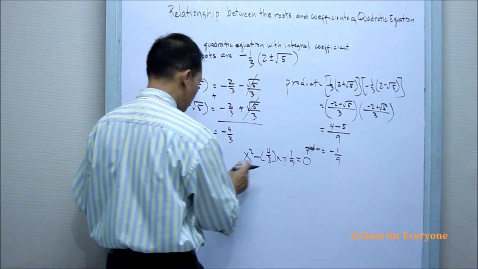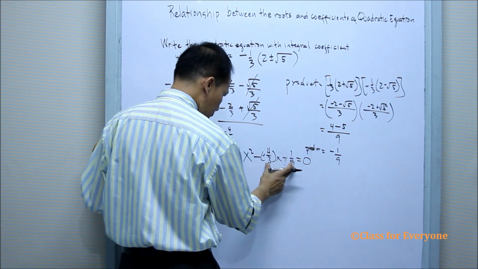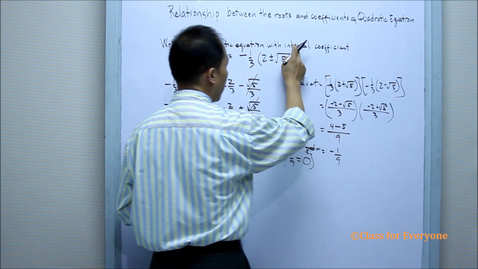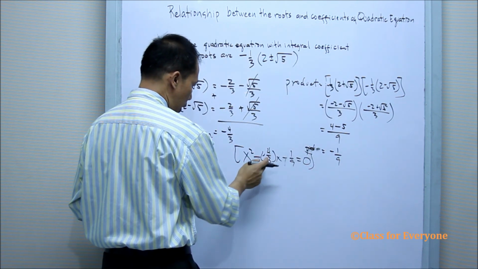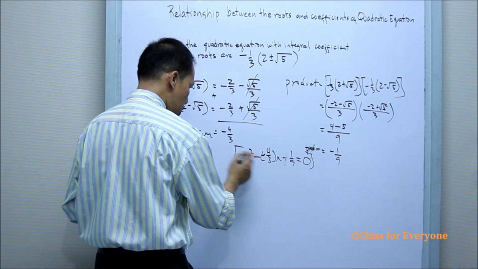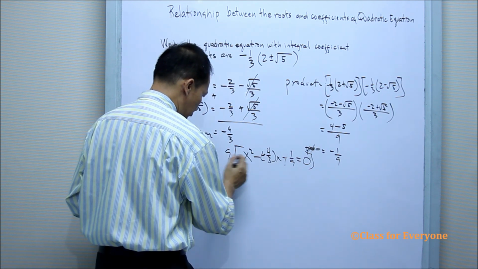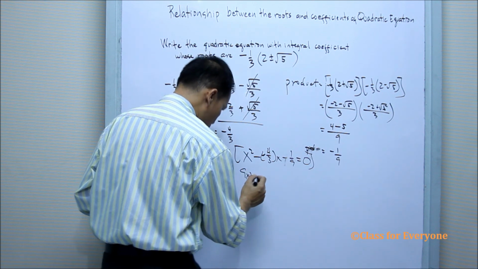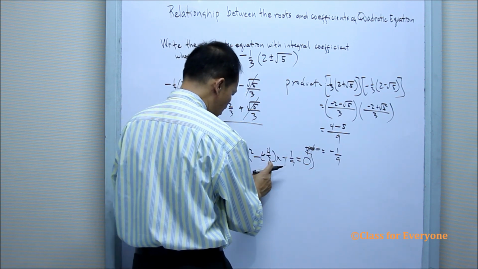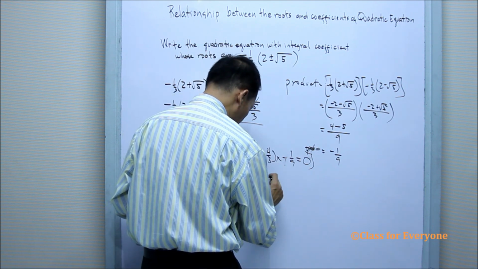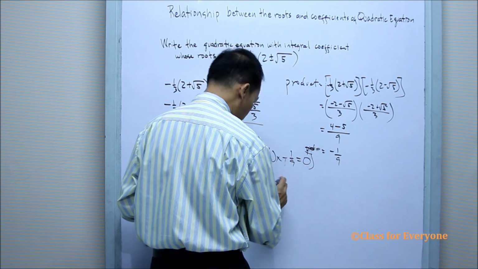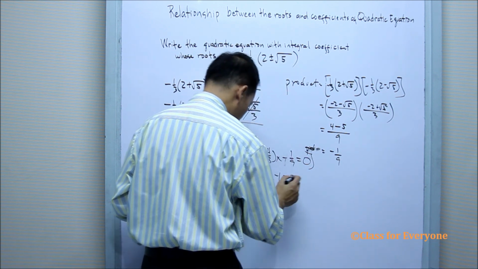Since I have different denominators and I am looking for integral coefficients, I am going to find the LCD. The LCD is 9. So 9 times x squared, we'll have 9x squared. Negative times negative is positive. 9 divided by 3 is 3, times 4 is 12x. 9 divided by 9 is 1, times negative 1 is negative 1, equals 0.